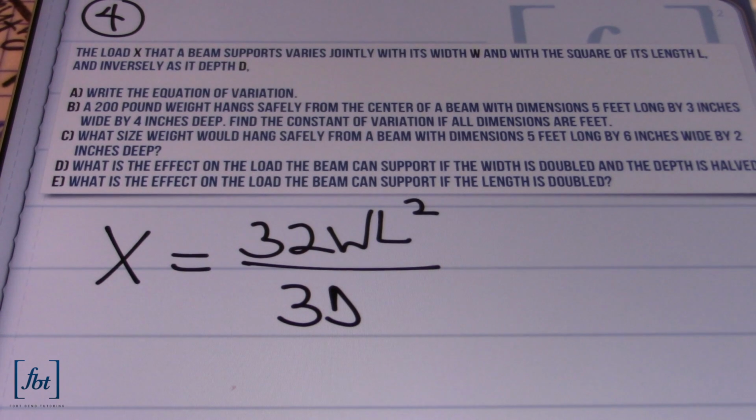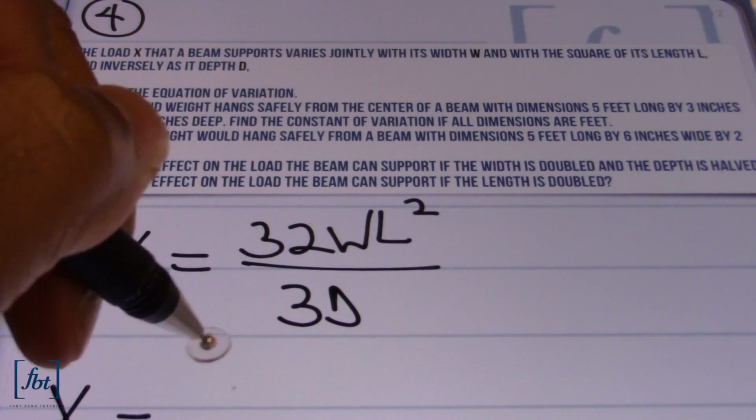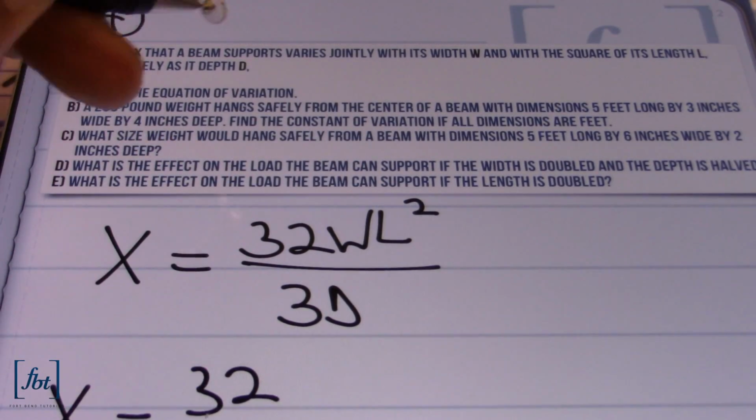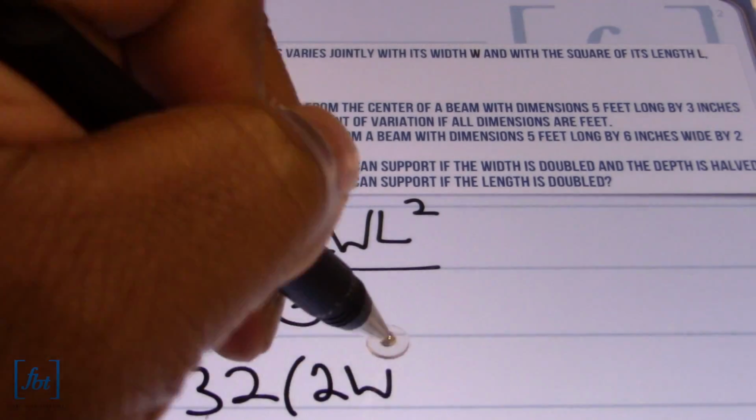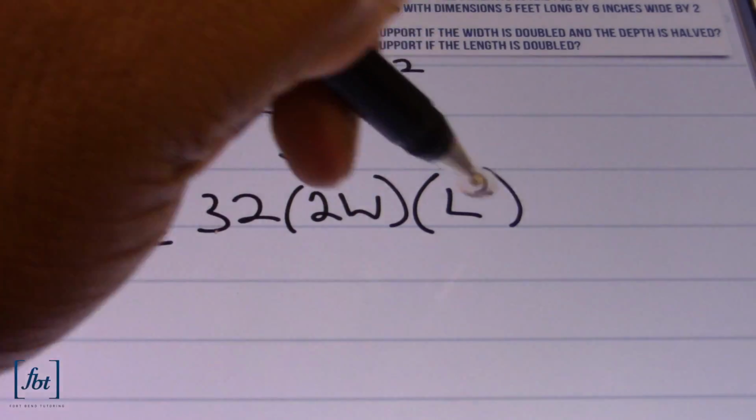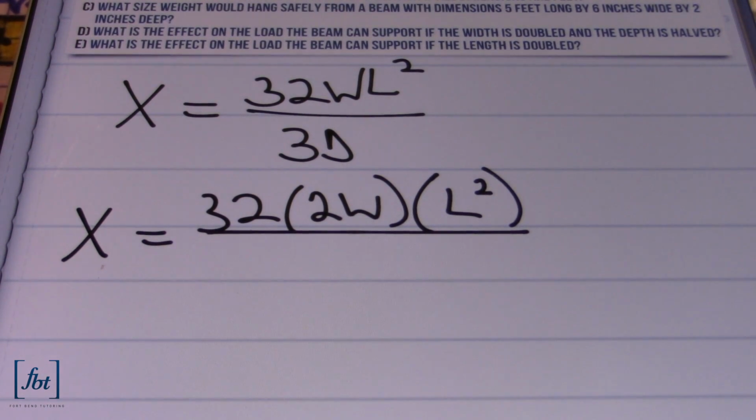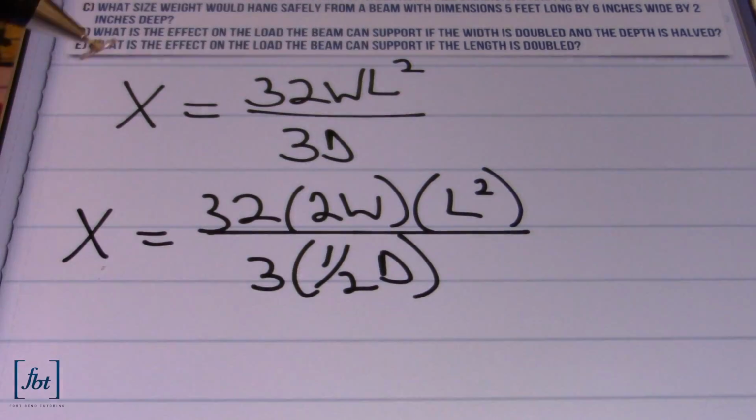All right, in part D, it says, what is the effect on the load the beam can support if the width is doubled and the depth is halved? So let's go ahead and check that out. We'll have x equals 32. It says that our width will be doubled, so we'll say 2w times our length squared, all divided by, and we're to keep in mind that our depth is to be halved, 3 times 1/2 d, the depth, which is now halved. 1/2 times the depth is half of the depth.